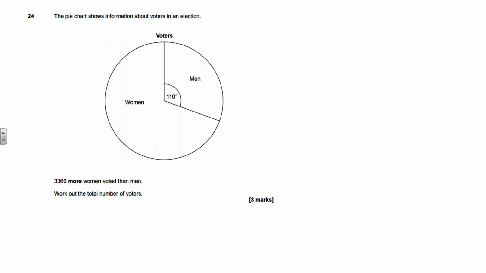Okay, question 24. The pie chart shows information about the voters in an election. 3,360 more women voted than men. Work out the total number of voters. Right, so let's break this up. So that's 110 degrees for the men. We've got 110 degrees, that's part there, and then what's going to be left? So we've got 220 degrees left from our 360. That leaves us 140 degrees remaining.